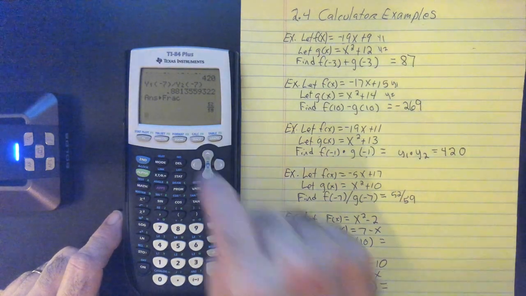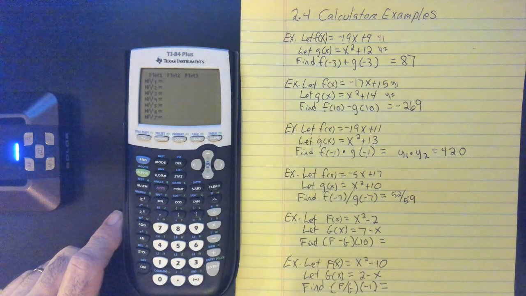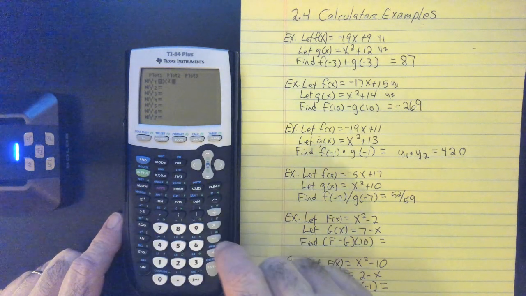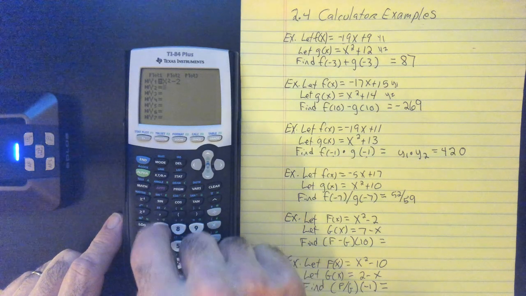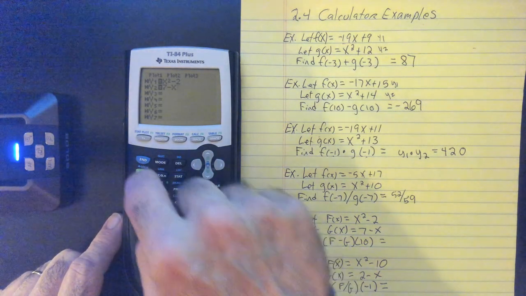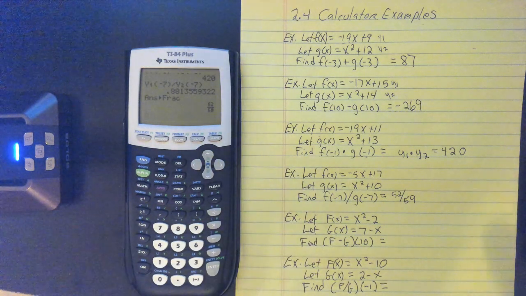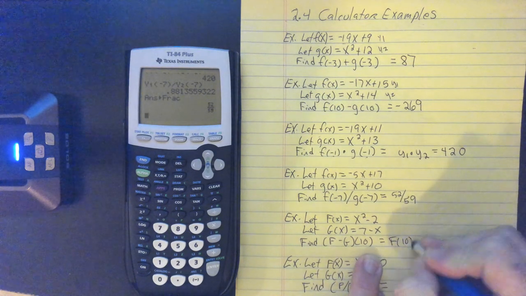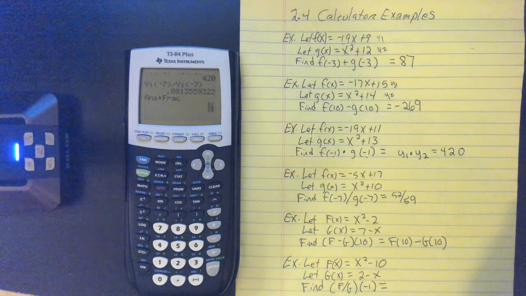Alright, let's do the next problem. Go to y equals, clear and clear. So y1 looks like I'm putting in x squared minus 2. Go to y2, we're putting in 7 minus x. Alright, so I got both of them in. I'm going to quit the screen. And this is f minus g of 10. Remember, f minus g of 10 is f of 10 minus g of 10. So let's put that in.